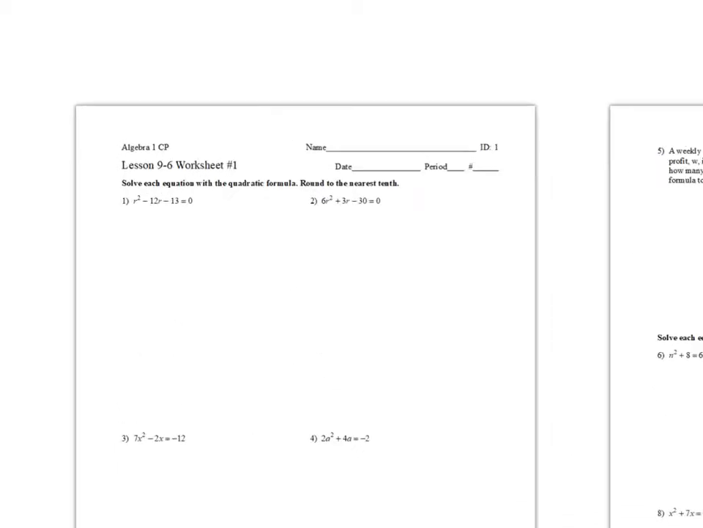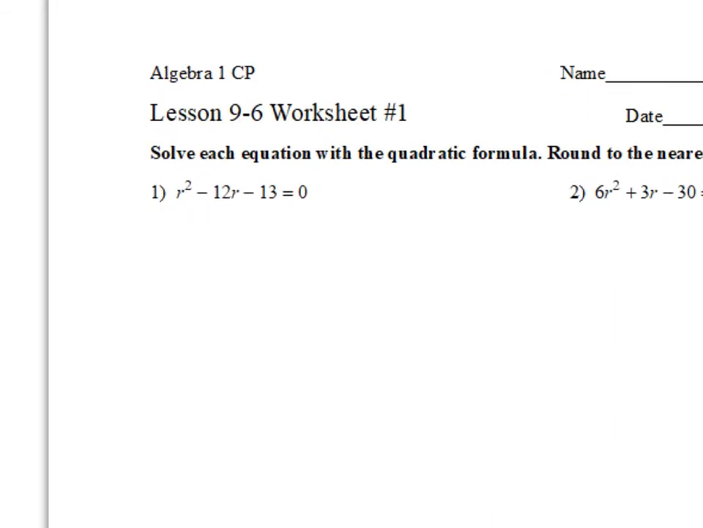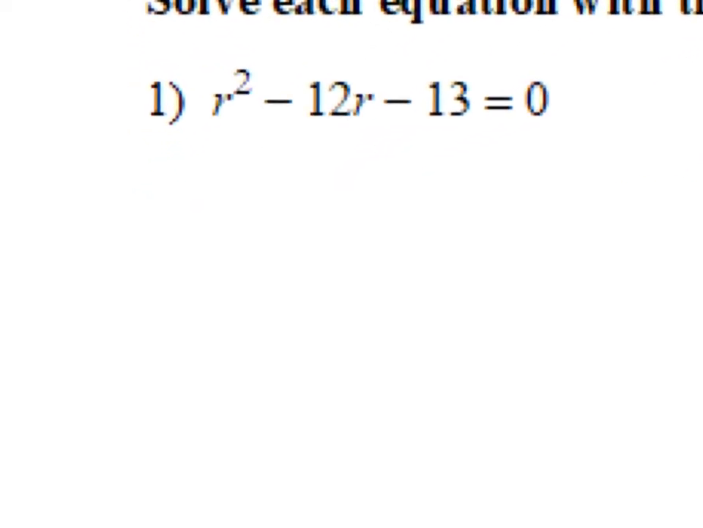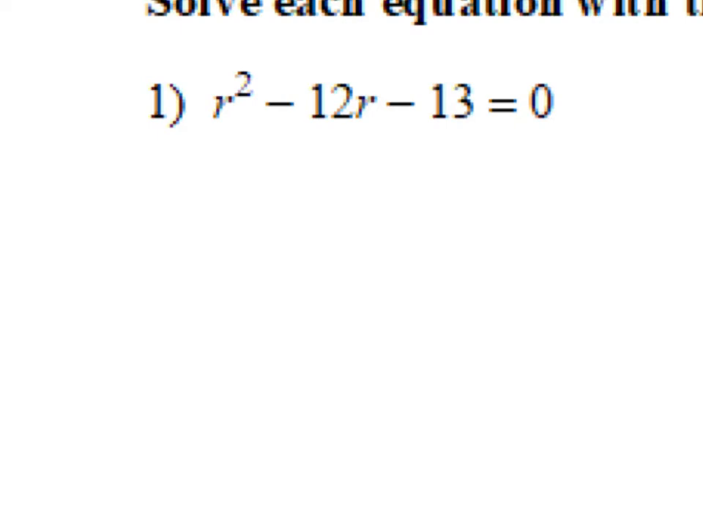Okay, this is going to be the 9-6 number 1 worksheet answer key. All right, so they're asking you to do the quadratic formula. Remember, on the quadratic formula, it must be equal to 0. So you have a 1 in front here, so there's A, B, and C. So x equals the opposite of B.